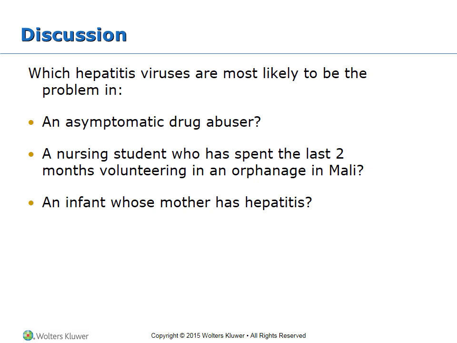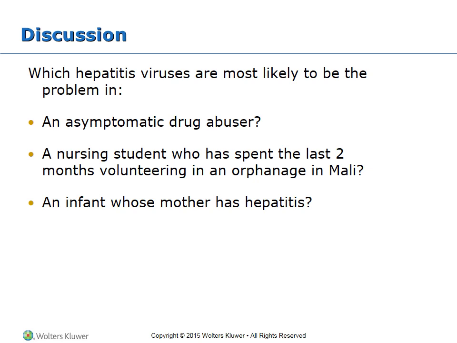So which hepatitis viruses are most likely to be the problem in an asymptomatic drug abuser? How about a nursing student that has spent 2 months volunteering in an orphanage in Mali? What about an infant whose mother has hepatitis?